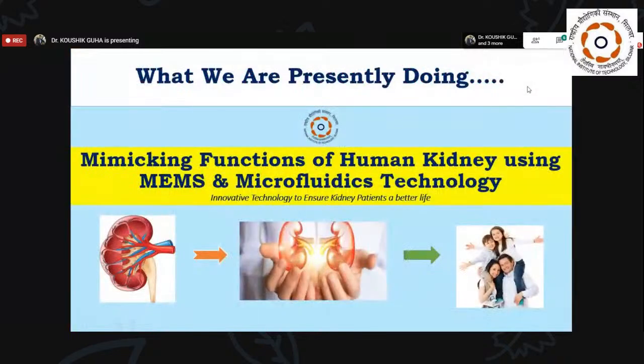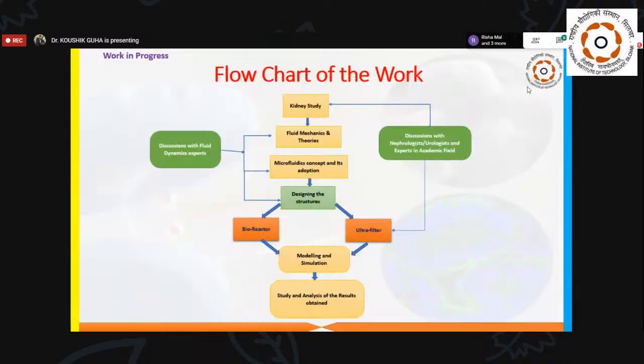Now, what we are presently doing is trying to mimic some functions of the human kidney using MEMS and microfluidics technology. So this is our flowchart. First, you have to study the kidney and know the physiology. Then you also have to study fluid mechanics and all the theory. Microfluidics is a separate branch, so you also have to study a lot of microfluidics. Then, after studying all these things, you are able to design these structures.